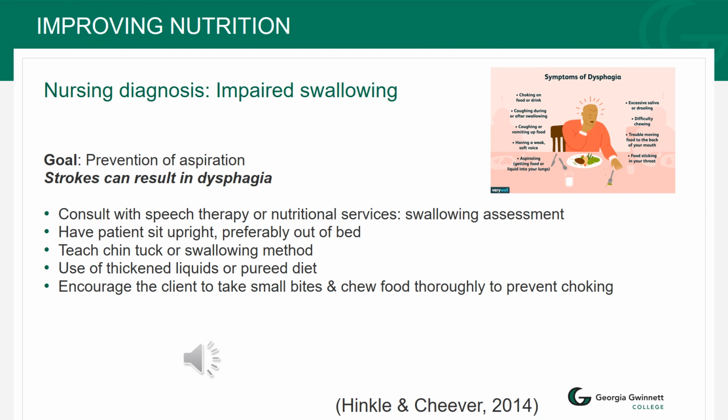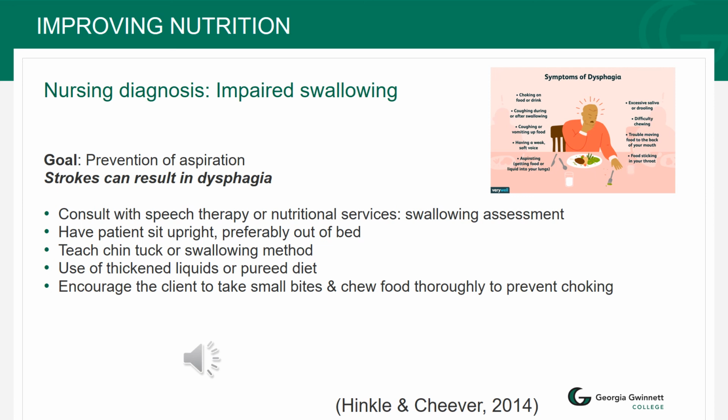One of the interventions you will be doing with clients that have had a stroke is assisting them with nutrition. Strokes can result in dysphagia, which is difficulty swallowing. It could be due to impaired function of the mouth or any part of that upper airway there. You will have them complete a swallowing assessment. Pretty much this is done through nutritional services or speech therapy to see how likely it is that they are able to have good oral intake. So they'll be evaluated as to their ability to swallow.